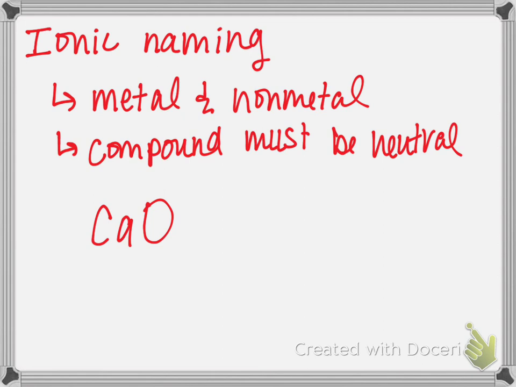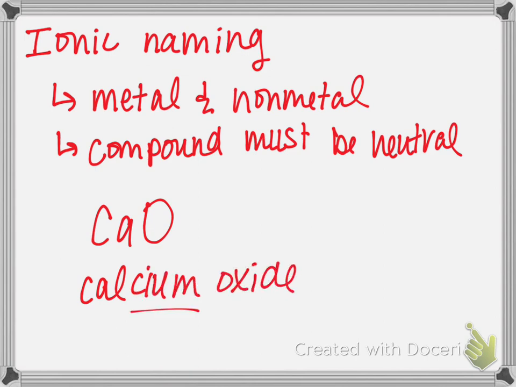What would the name be for this one? Calcium oxide. If we remember the rules here, the first element keeps its regular ending. The second element always ends in IDE. Any anion that's just the element itself ends in IDE. So all of these on our periodic table of ions are IDE because it's just the element. First one gets its name, second one gets an IDE unless it's a polyatomic ion, then it keeps its name.